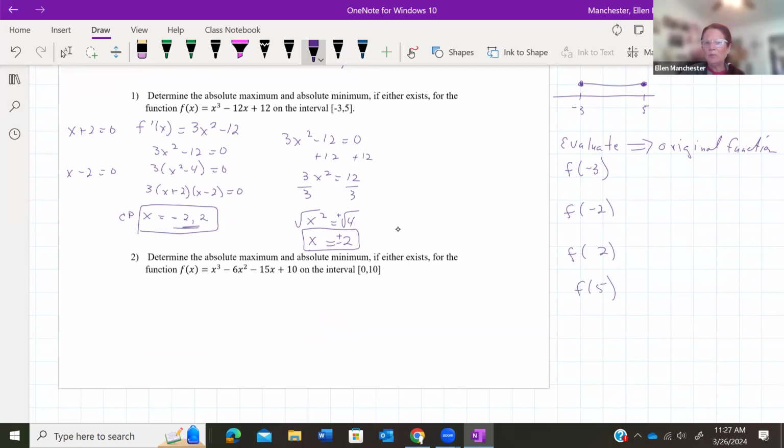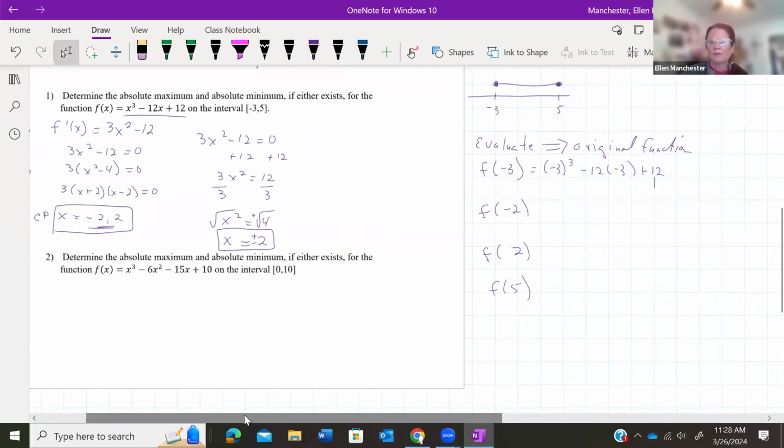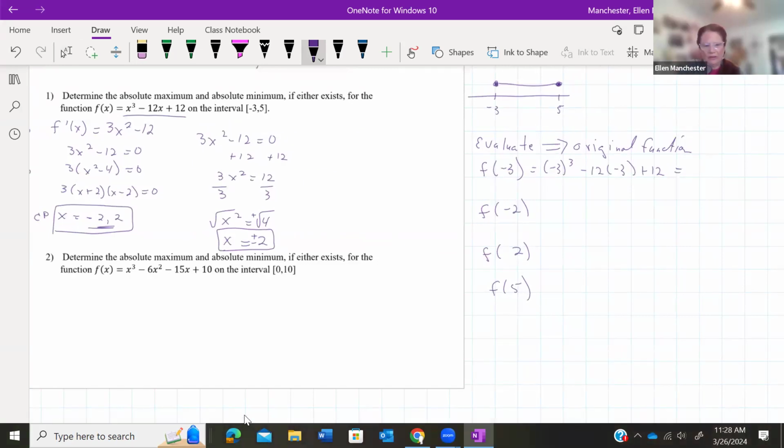Okay, so my two endpoints, -3 and 5, and my two critical points. And so now I'm going to just plug it back into the original function. And this is where you need to make sure you know how to use your calculator, because you don't want to get the wrong value. So I'm going to go with parentheses, right? Don't forget your parentheses. -3 cubed.